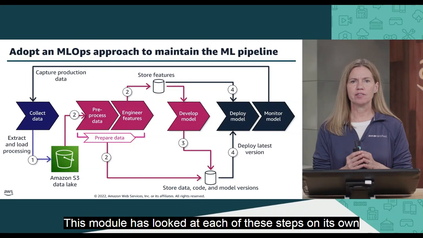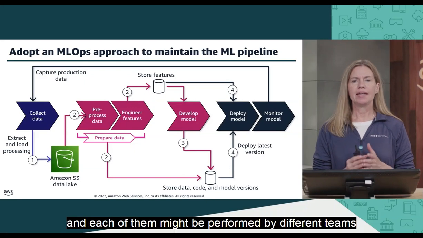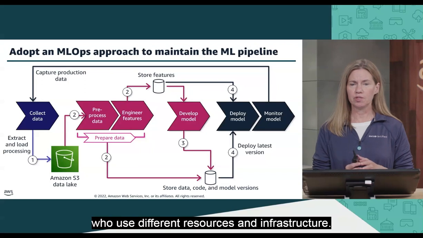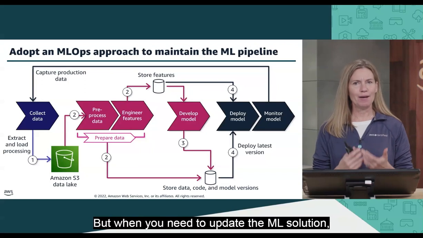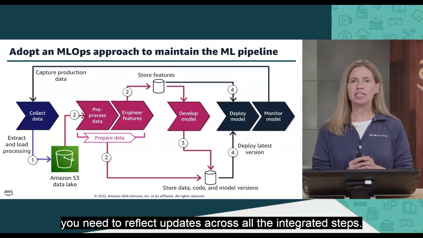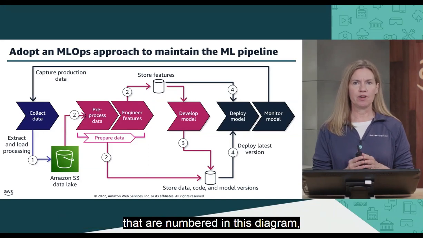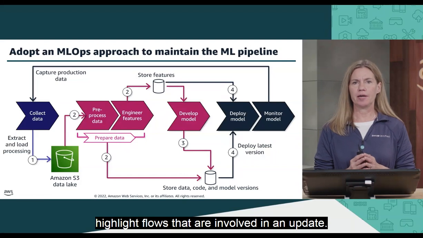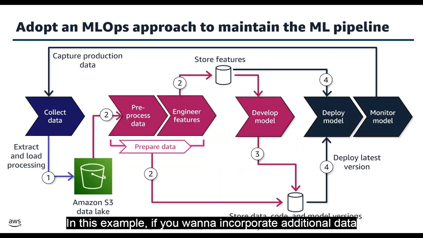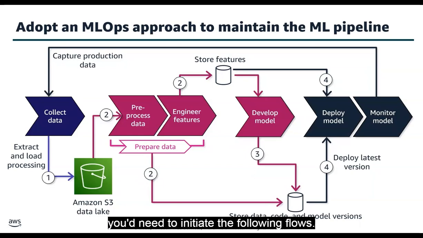This module has looked at each of these steps on its own, and each of them might be performed by different teams who use different resources and infrastructure. But when you need to update the ML solution, you need to reflect updates across all the integrated steps. The 4 different sets of activities that are numbered in this diagram highlight flows that are involved in an update. In this example, if you want to incorporate additional data into your training data set and retune the model, you'd need to initiate the following flows.